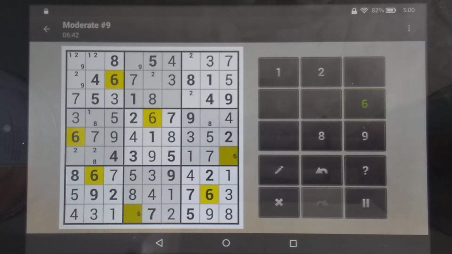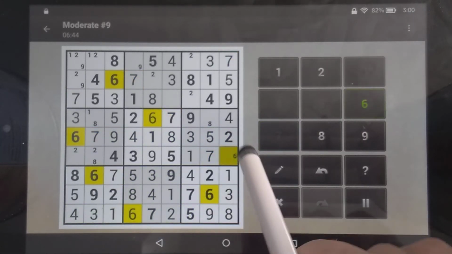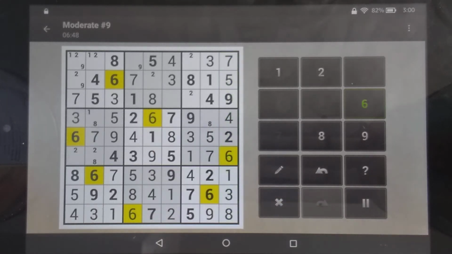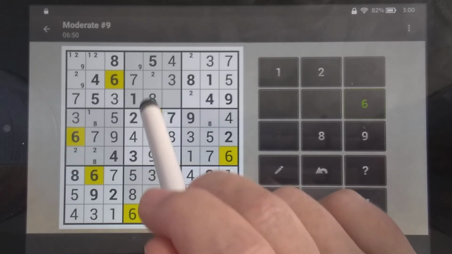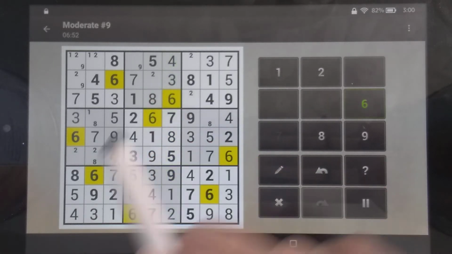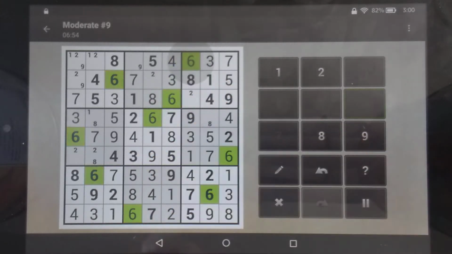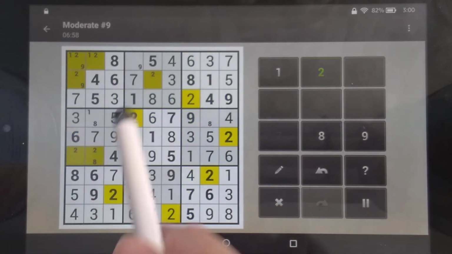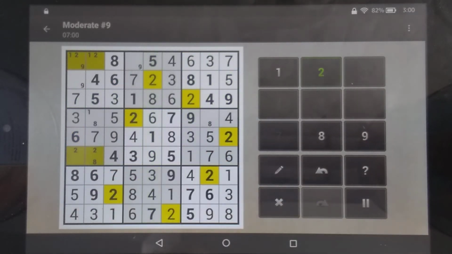To the 6, last one. Only 2 possibilities, and that's the no, so there's the yes. No, no, yes, no, yes. Last one, no, yes. And now we've got the matched set there.